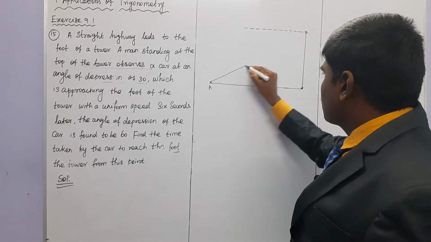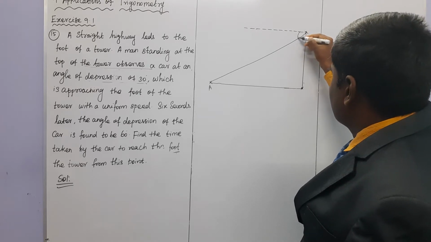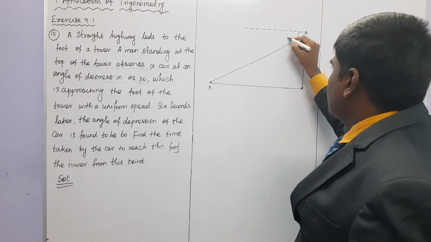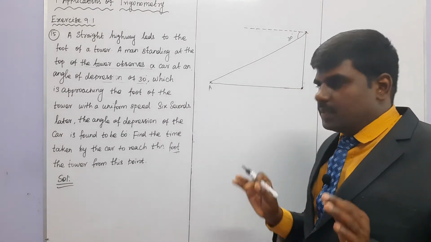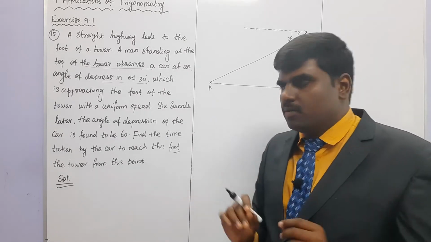So the man observes the angle of depression as 30 degrees at this position. But the car should be at uniform speed. That's very important in this question: the car should be at uniform speed for the entire problem.